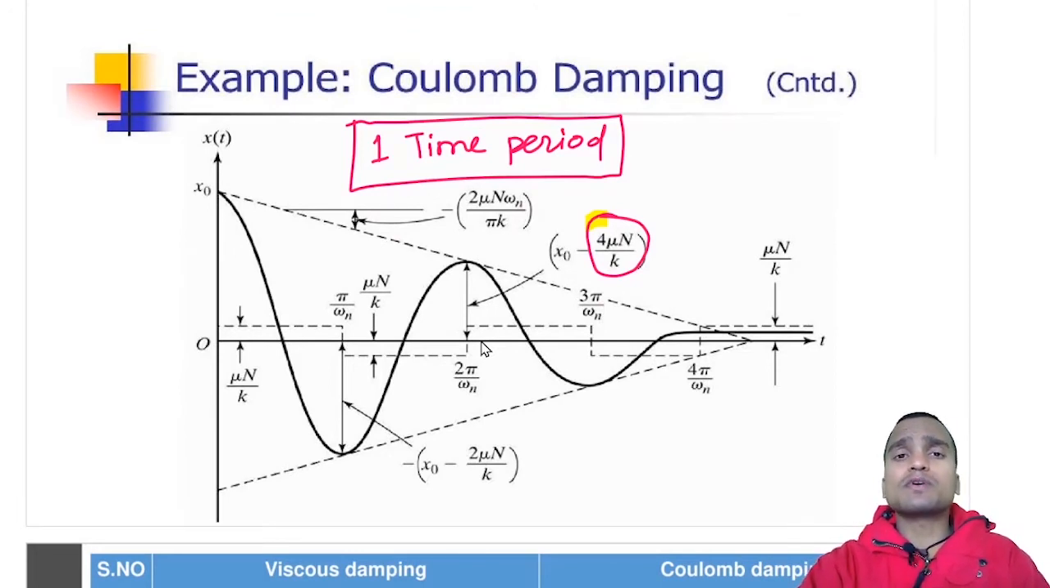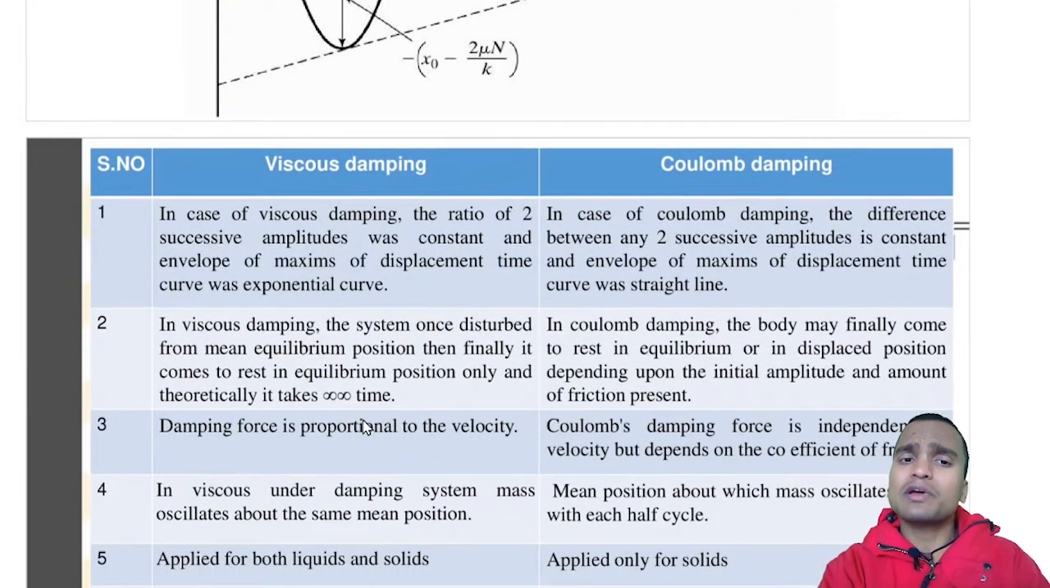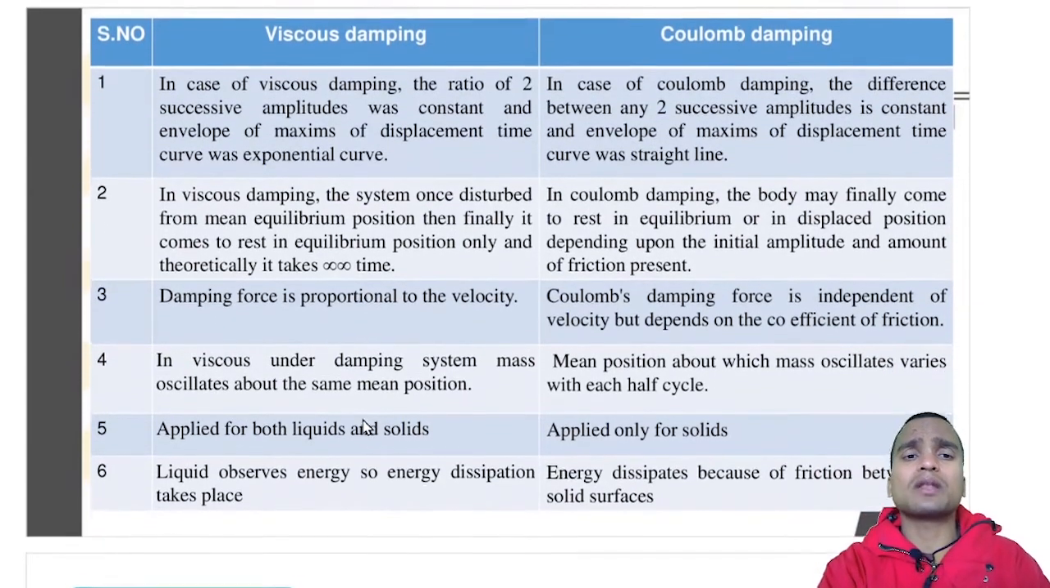We will try to focus much more on viscous damping. Why? Because viscous damping is a linear system, whereas Coulomb damping is a bit critical because it is a non-linear system. Linear systems are easy to analyze and they are in our syllabus. So we will be focusing on viscous damping only. Let's get a brief comparison between viscous damping and Coulomb damping.